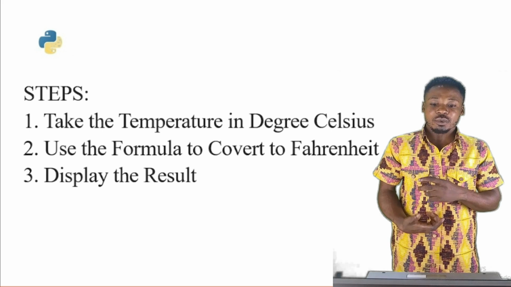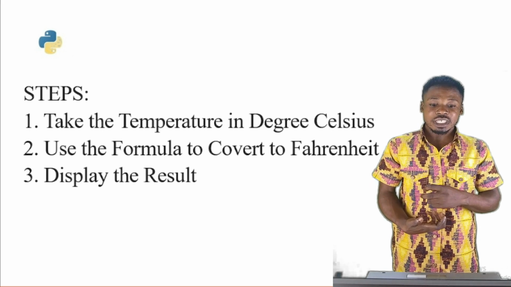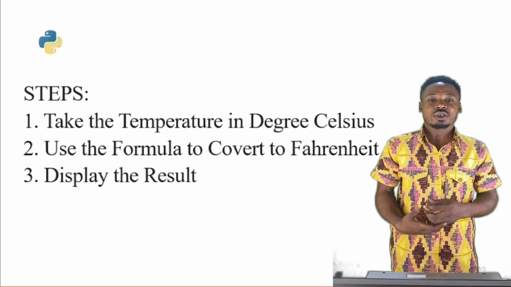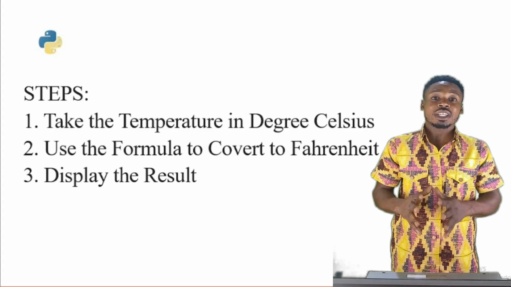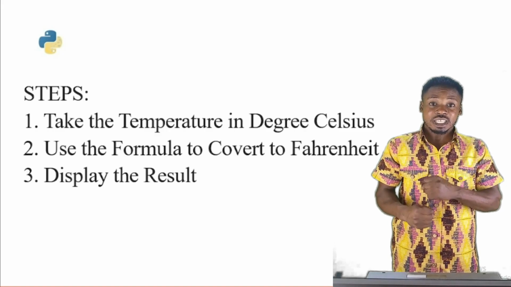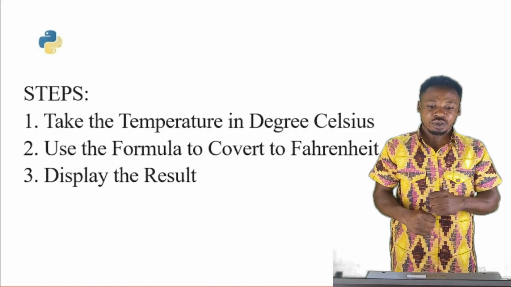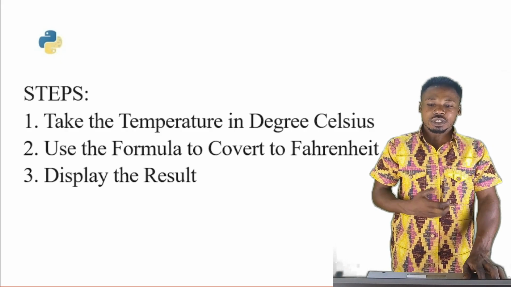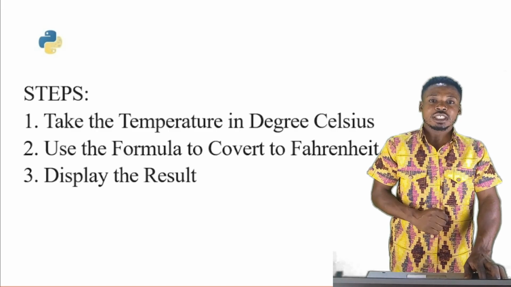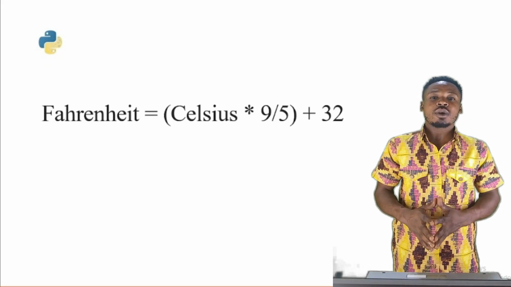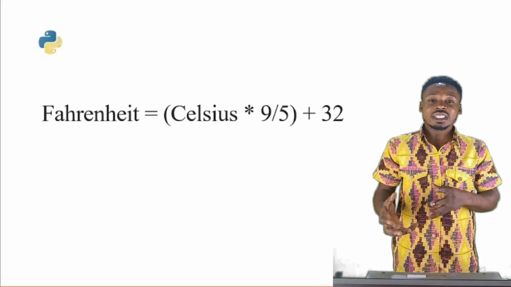The first step is that we are supposed to take the temperature in degrees Celsius. After taking the temperature in degrees Celsius, there is a formula that has already been provided that we use to convert temperature expressed in degrees Celsius to Fahrenheit. So after taking the temperature in degrees Celsius, step 2 says to use the formula to convert to Fahrenheit. So what is the formula? This is the formula that we use to convert from degrees Celsius to what?